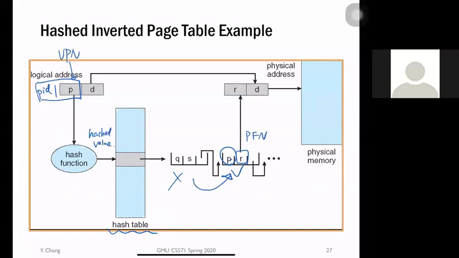And then the following steps will be exactly the same. Concatenate the physical frame number with the offset, and then construct the physical address, and then use the physical address to fetch the data from within physical memory. So this is how a hash inverted page table works. It is essentially just like a hash table.